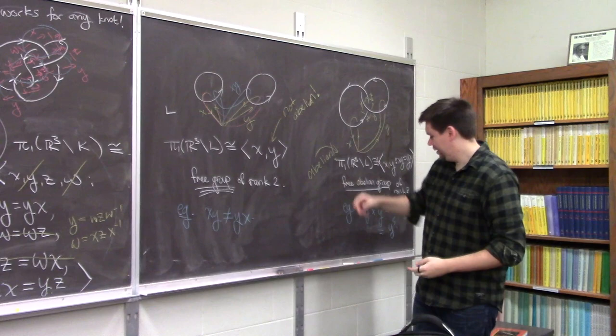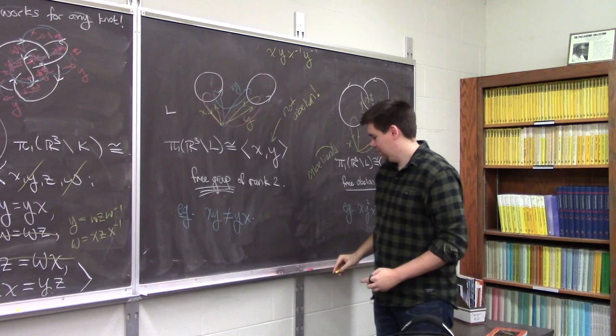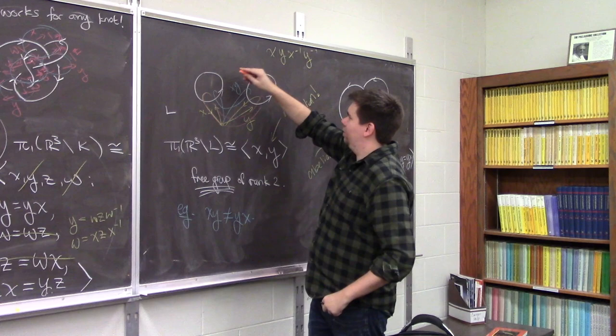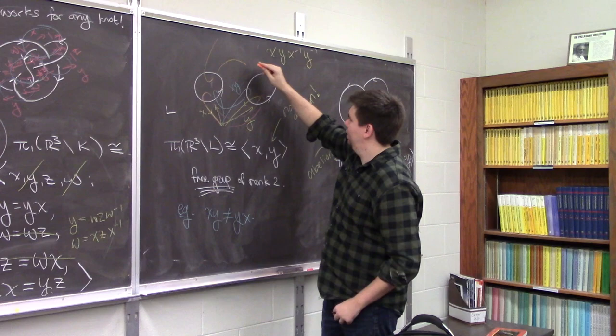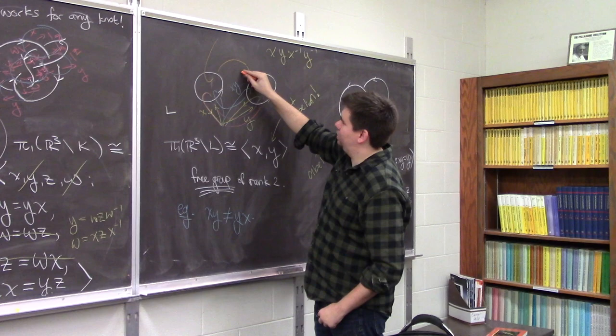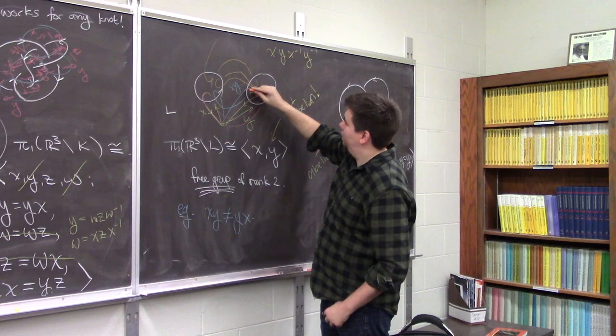Here, let's think about the word x y x inverse y inverse. What does that word look like? We can draw it. I'm going to draw it up here. I need to go through with an x, and then I come over here and go through with a y, and then I need to go through here with an x inverse. So instead of crossing over, I'm crossing under this time, and then I come over here to a y inverse. So instead of crossing under, I'm crossing over. And then I'm going to come over, and I should close this up.